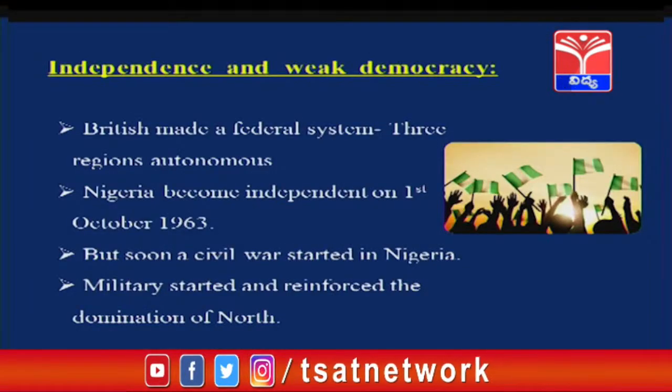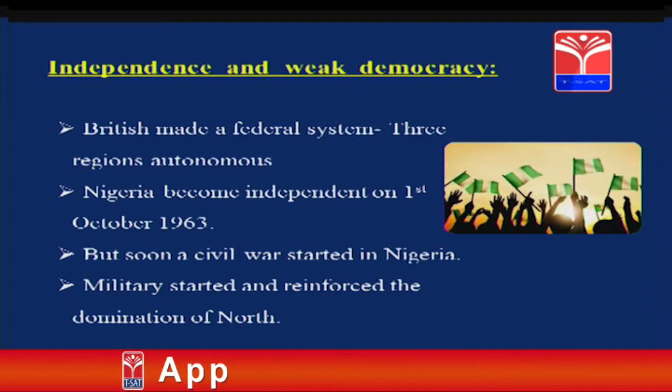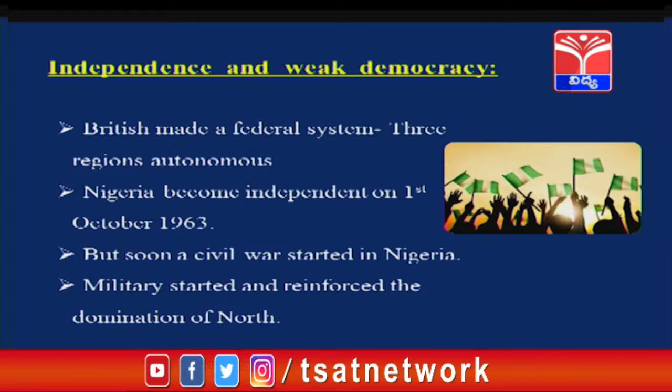So, finally, when this national movement reached the peak stage, the Britishers could not stop the movement and finally decided to declare independence to Nigerians. The British made a federal system with the 3 regions autonomous. That means they made all the 3 regions free. Autonomous means freedom. So, they gave freedom to these 3 regions and Nigeria became independent on 1st October 1963.